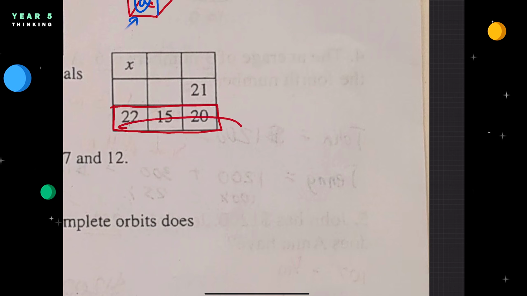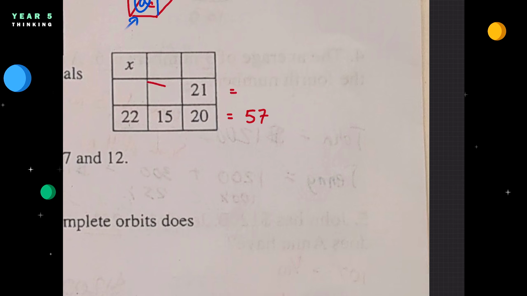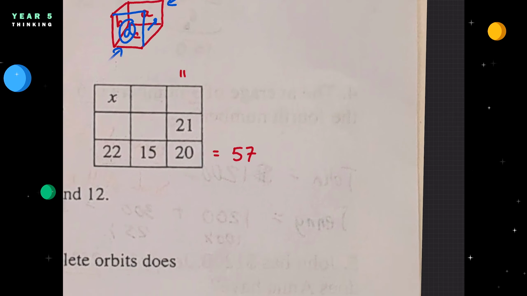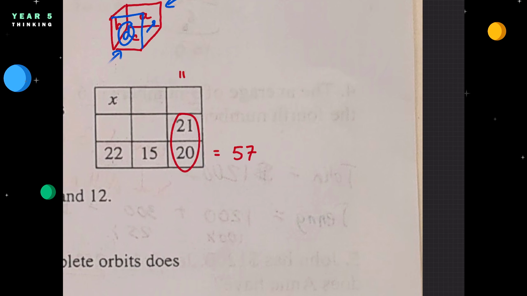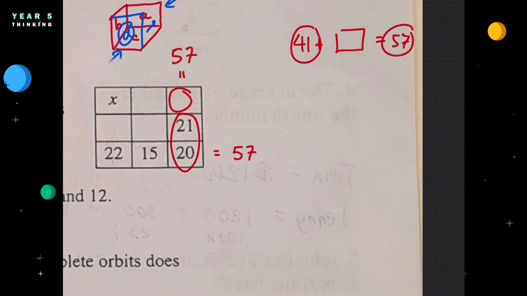So that's equal to 57. Now I don't have anything here. I can't figure out these ones yet, but I can figure out this side. I'll do the top here. Okay. So we know that 21 plus 20 is equal to 41. 41 plus something is equal to 57. They all have to add up to the same number. So if we take 57 minus 41, we will find a difference, and that'll give us this number here.